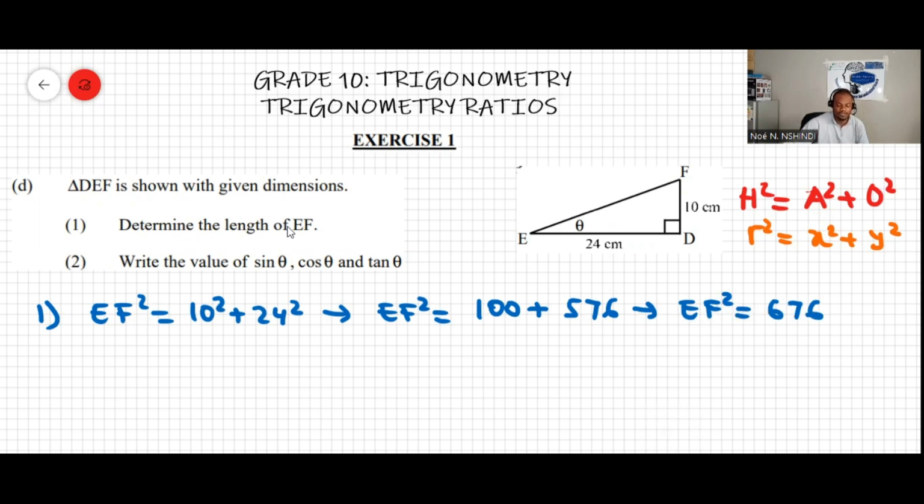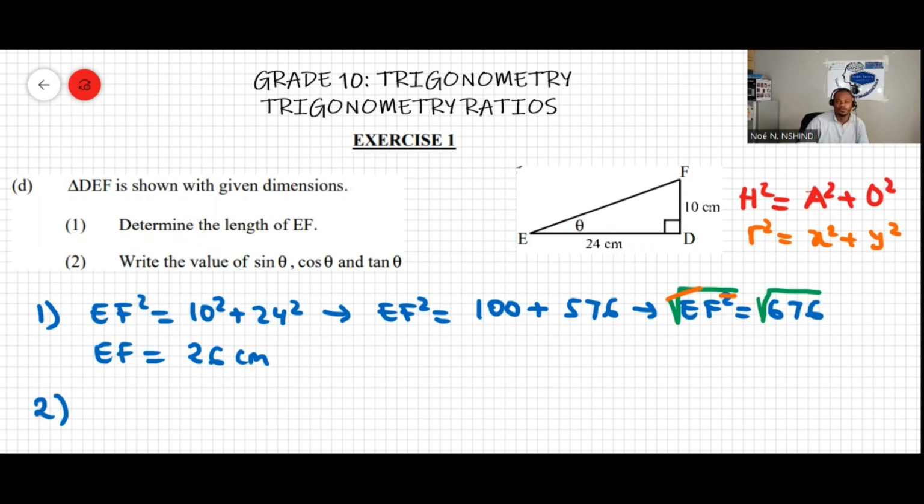Note that this is EF squared. I'm looking for EF, the side EF, not the square of it. So I will square root both sides. Why square root? Because the square root will cancel the power of 2, and I'm left with EF. This will be equal to 26. So EF is 26 centimeters.